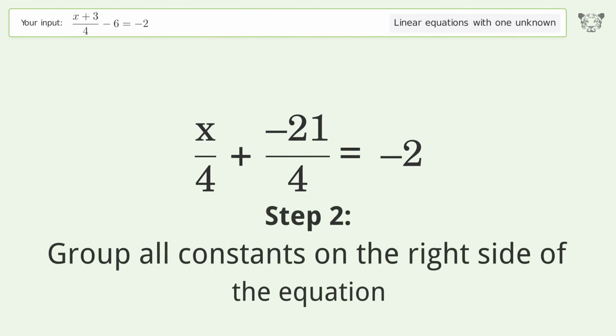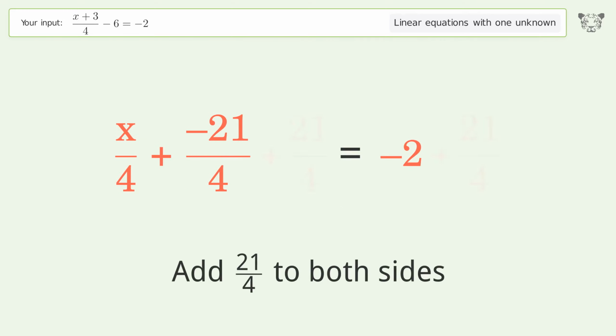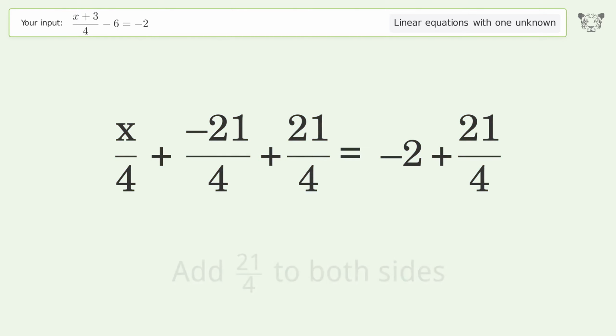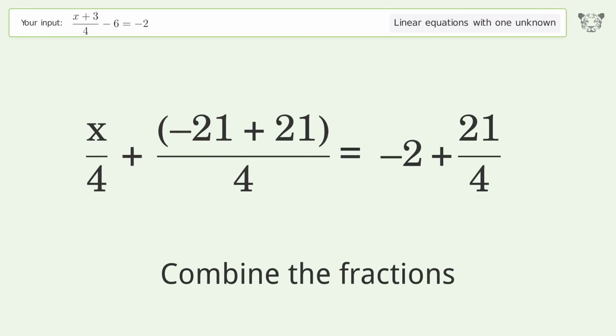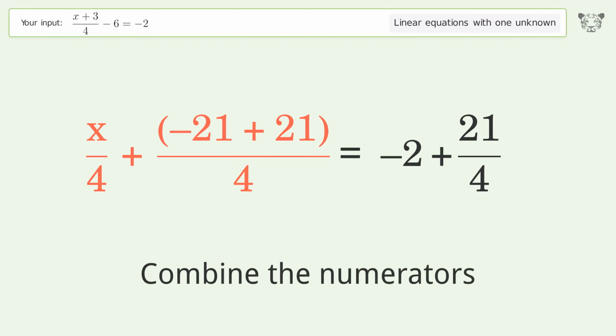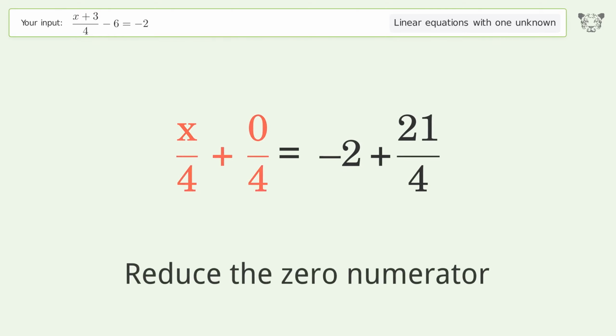Group all constants on the right side of the equation. Add 21/4 to both sides. Combine the fractions. Combine the numerators. Reduce the zero numerator.